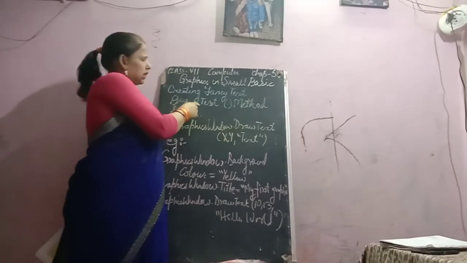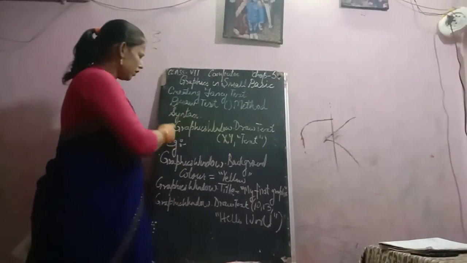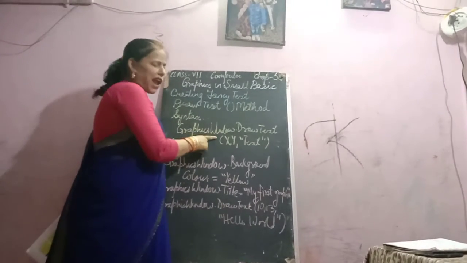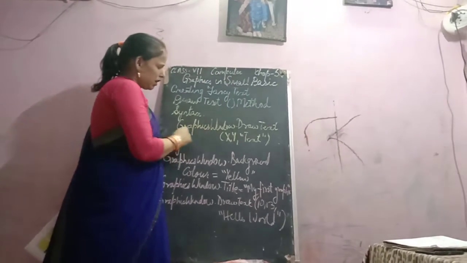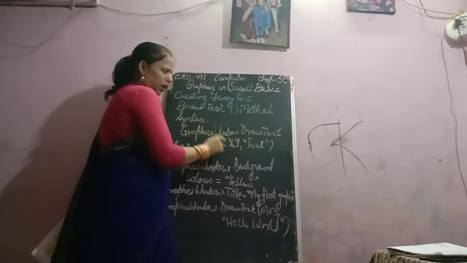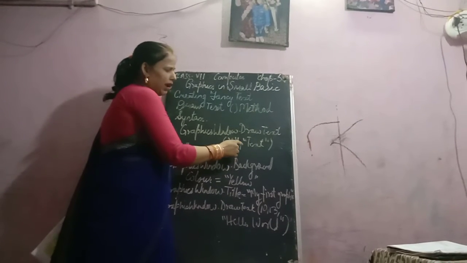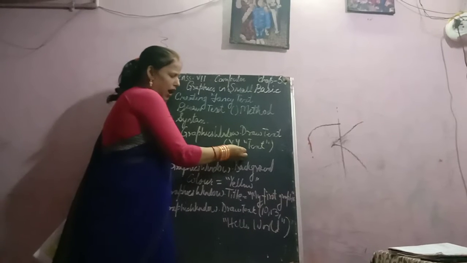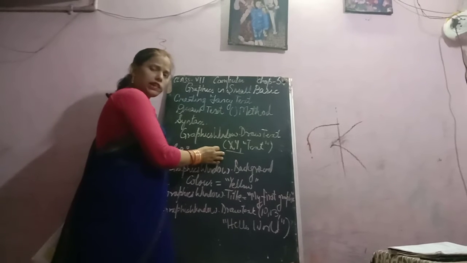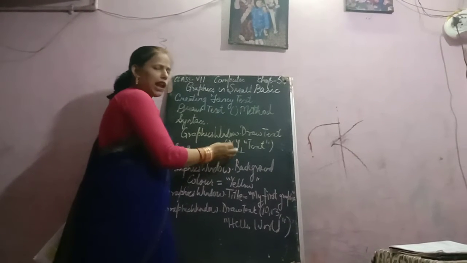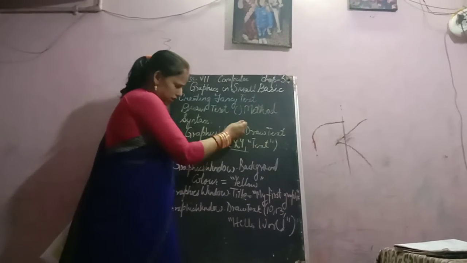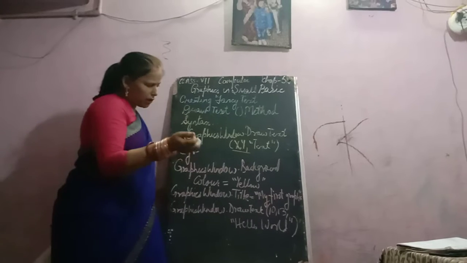So, what is the syntax of the draw text method? Graphics window. This is the common word which we have to use in every coding. Graphics window dot draw text, X, Y, text. X and Y are used for the coordinates, for row and column, which indicate from which row and in which column you have to write. And this is the text where you will mention the text. An example from the very beginning.